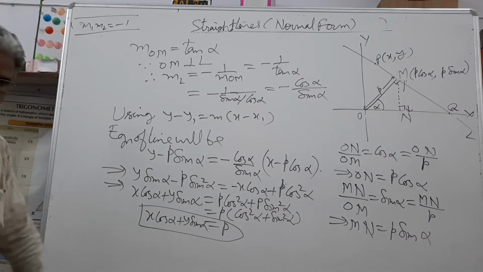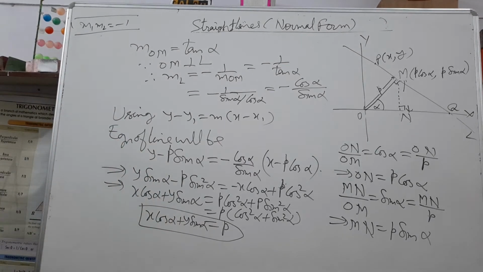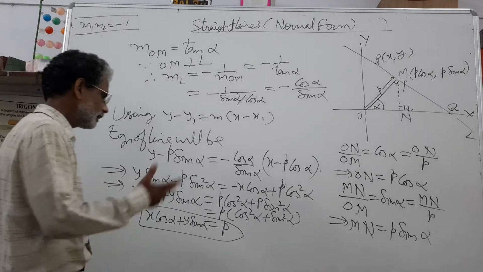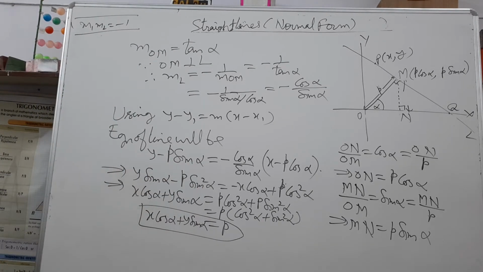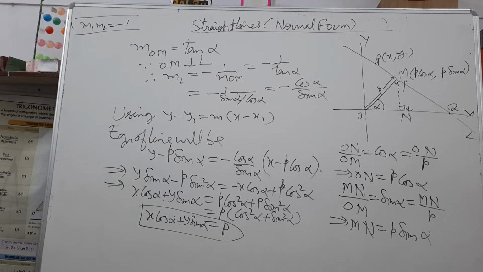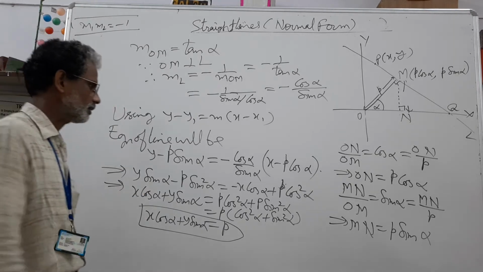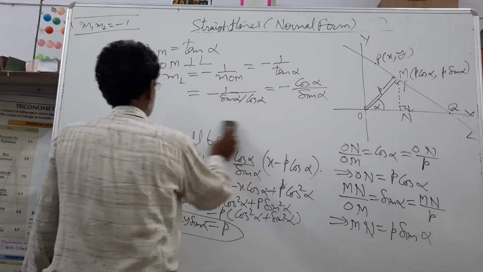Now, if you want to convert the general equation of a straight line into normal form, then what is the procedure? I already explained how to convert the general equation of a straight line into slope form and intercept form. Today I will explain how to convert the general equation into normal form.